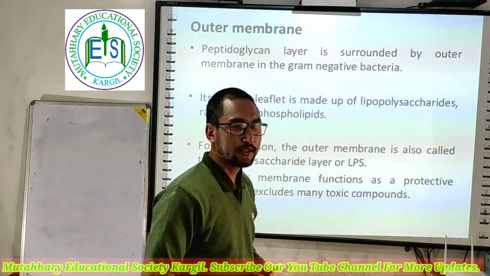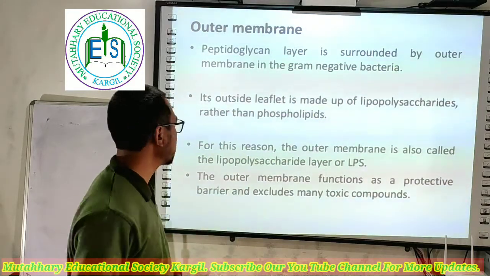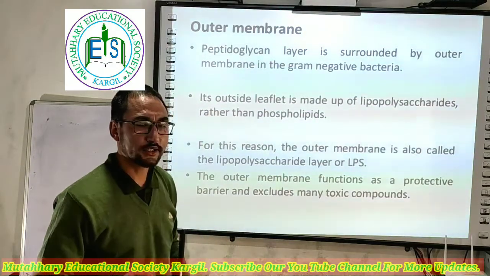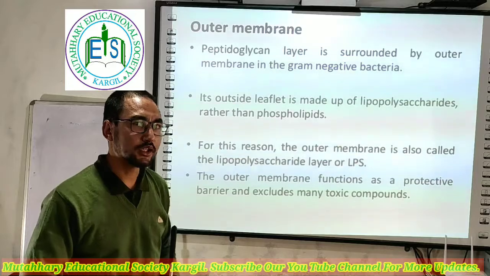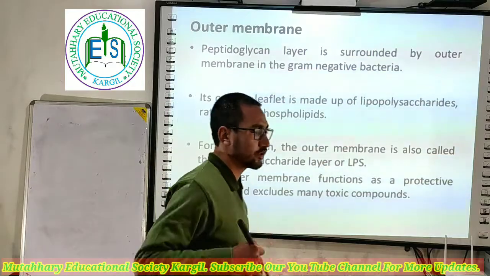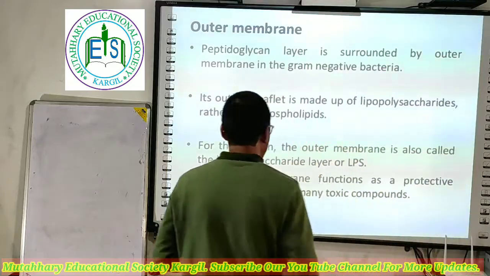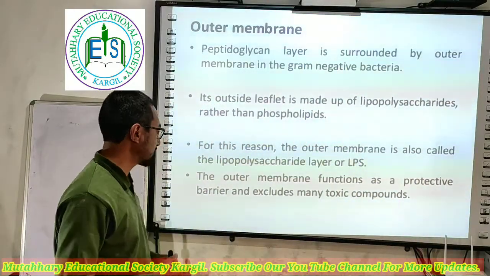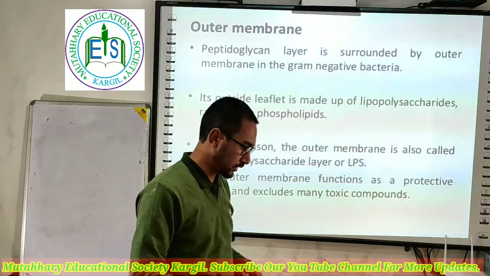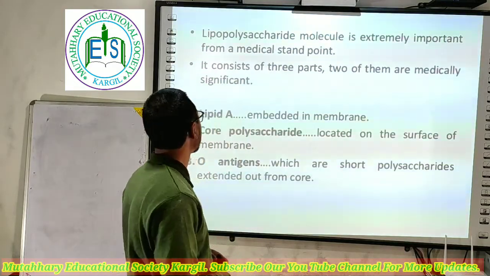The outer membrane surrounds the peptidoglycan in gram-negative bacteria. Its outside leaflet is made up of lipopolysaccharides rather than phospholipids. The main constituent molecule of the outer membrane is lipopolysaccharide. For this reason, the outer membrane is also called the LPS or lipopolysaccharide layer. The outer membrane functions as a protective barrier and excludes many toxic compounds. So it again plays an important role in the protective mechanism of gram-negative bacterial cells.